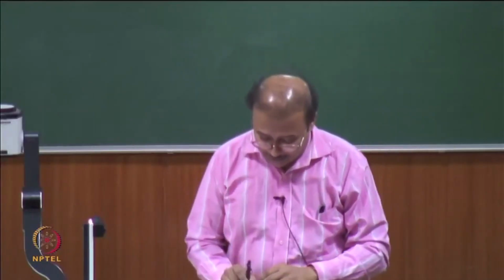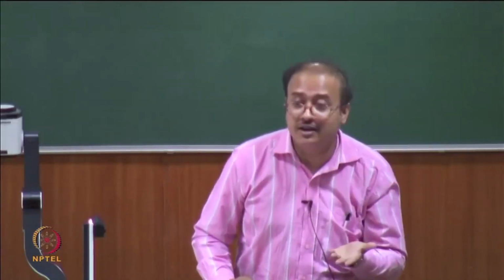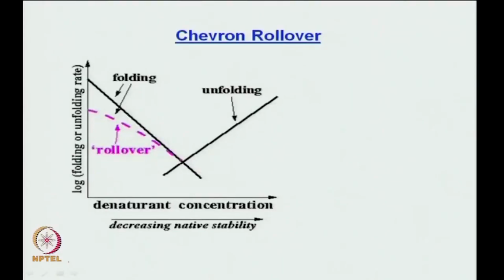And last but not the least, this is something known as chevron rollover. Remember, when we are talking about chevron plots, they are almost linear, and we said that maybe there is an ideal case. What happens if it is not a true scenario? If this is your unfolding arm, this is the folding arm. When you go to the folding arm, instead of following this pattern, it actually goes like this. It shows a curvature.